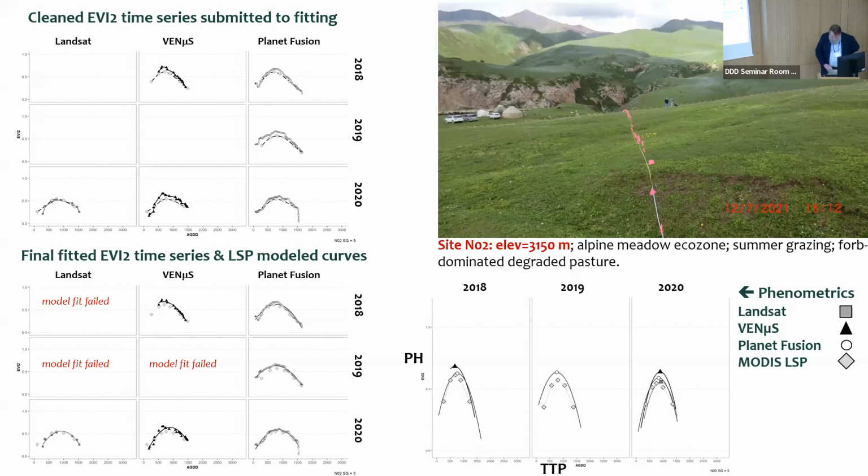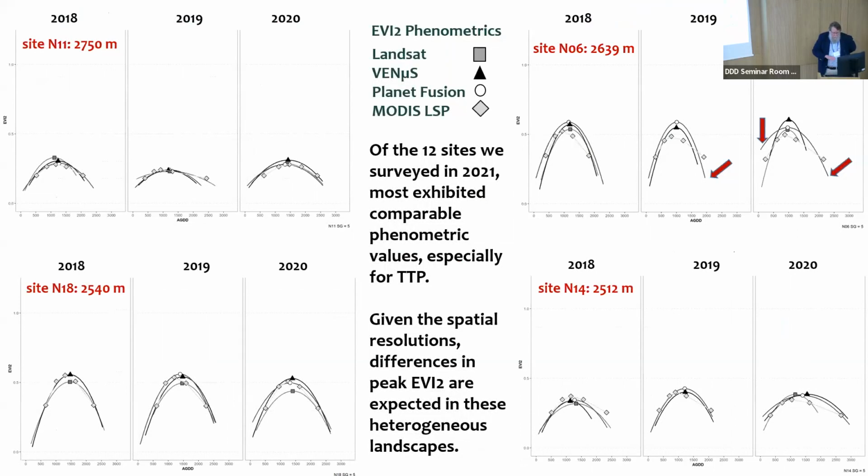And at the same time, we can see that the Planet Fusion data is giving us some interesting and kind of unrealistic temporal profiles. As we go to various sites at various elevations, we're getting comparable phenometrics. And the one we're most interested in is the thermal time to peak, because it relates to the timing. The peak height is going to vary because we have different spatial resolutions of the imagery.